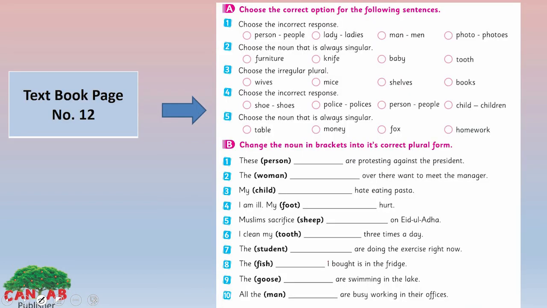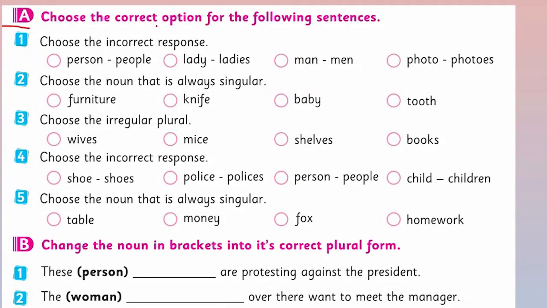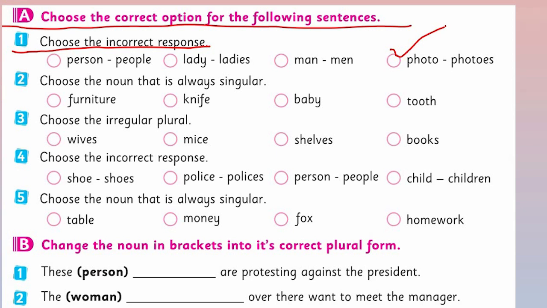Now dear student, look at the page number 12. We have an exercise of singular, plural and irregular nouns. Look at the section A first. Here we have 5 sentences and 4 options for each sentence. You have to choose the right one. Look at the first one. Choose the incorrect response. You have to choose the incorrect one. Which one will be the incorrect? Yes, this is the incorrect one. Photo, photos. The right spelling of this photo is this. We have no e here.